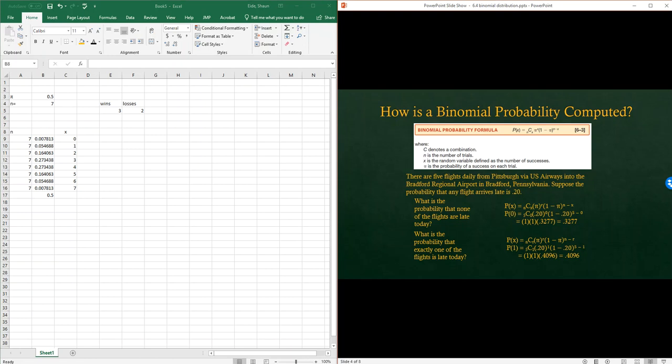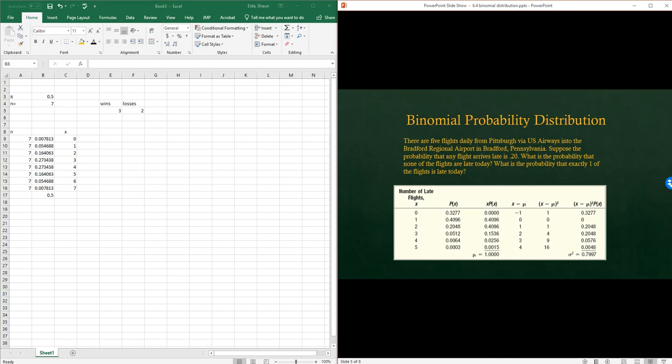Here they give you an example of flights. If you'd like to, you can work through that on your own. And they do the same thing here. Now, with the binomial probability distribution, you can calculate the mean and the standard deviation and the variance in the same way that we did before, by calculating. Here, I'll just do it really quick.